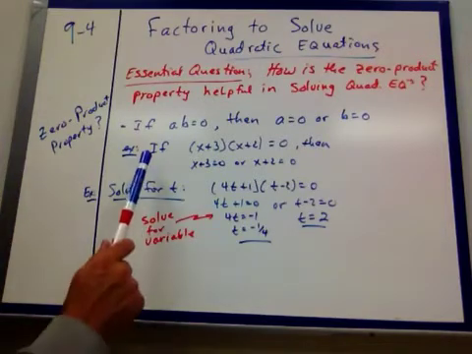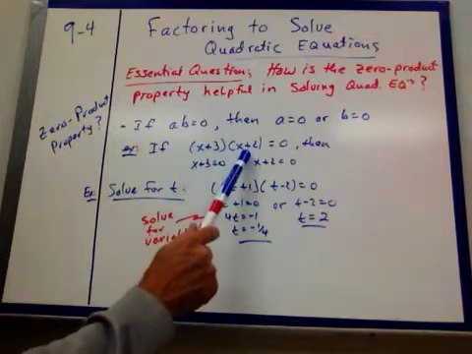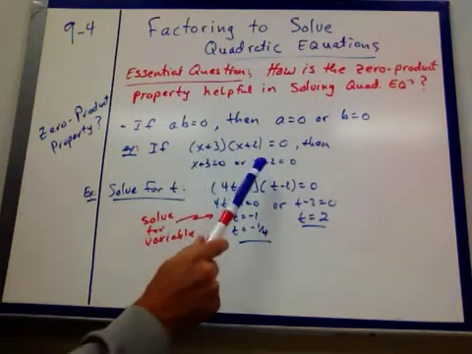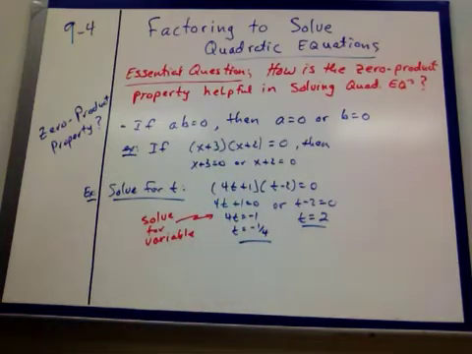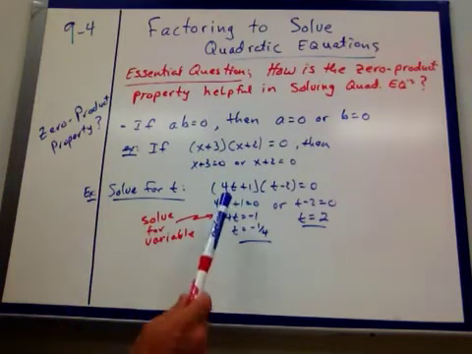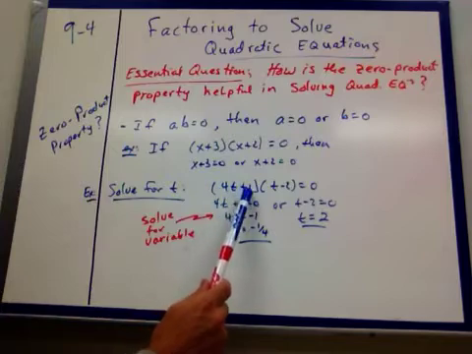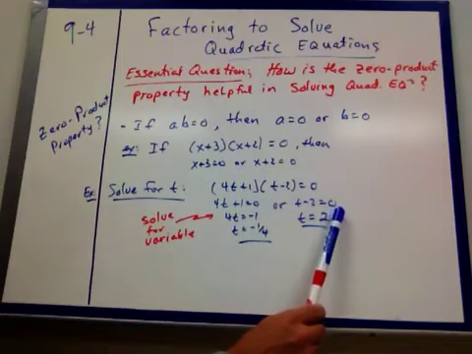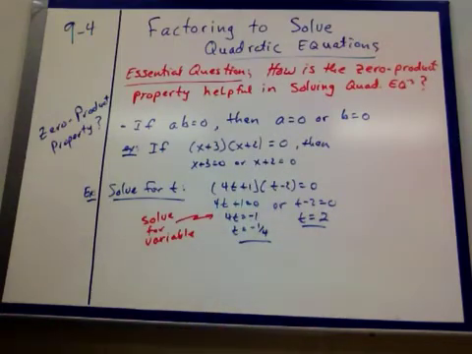So for example, if x plus 3 times x plus 2 is 0, then either x plus 3 is 0 or x plus 2 is 0. It's the only way you can get 0 when you multiply them. So, how does that apply to what we're doing here? Well, let's solve for t here. If 4t plus 1 times t minus 2 is equal to 0, then either 4t plus 1 is 0 or t minus 2 is 0. Same deal as up there.